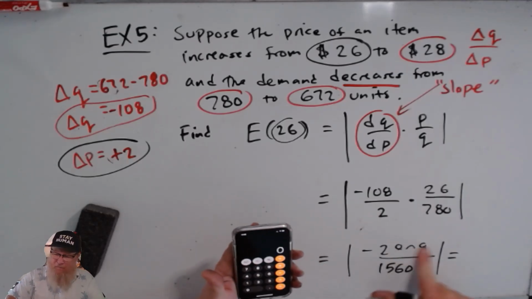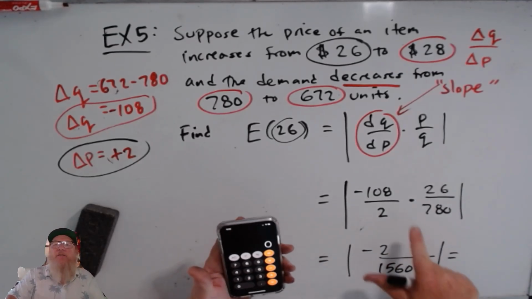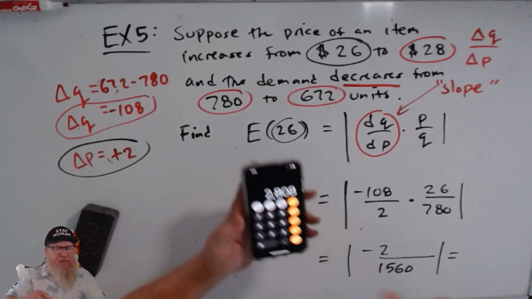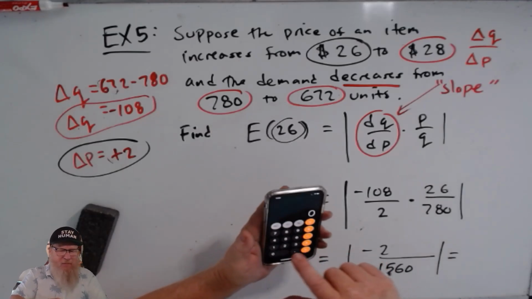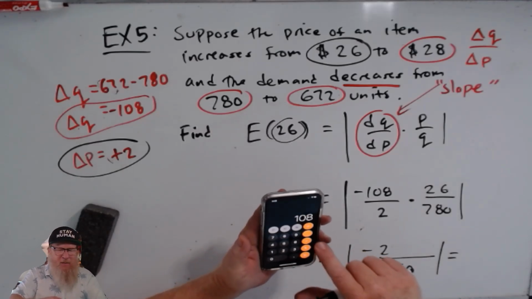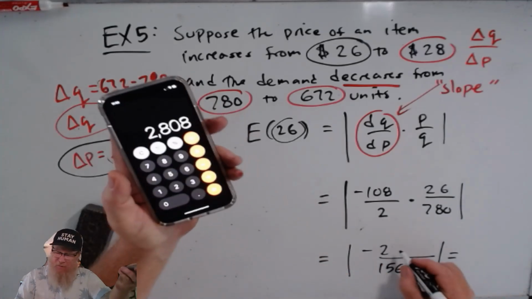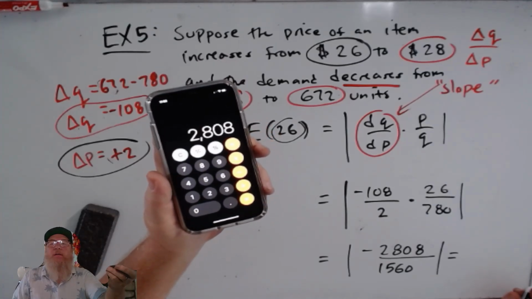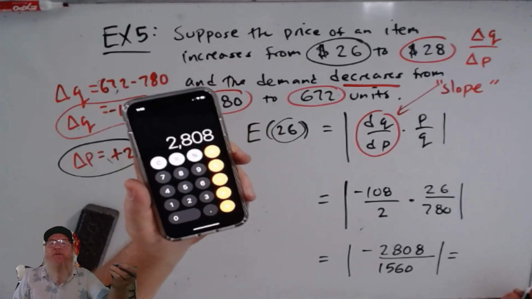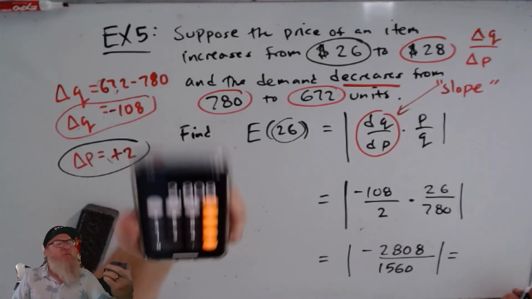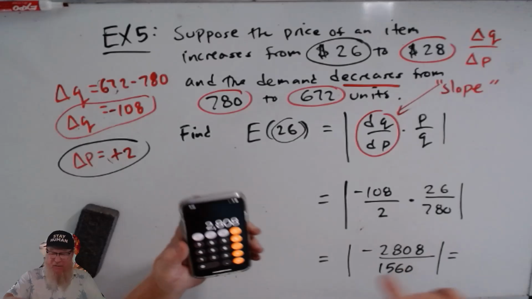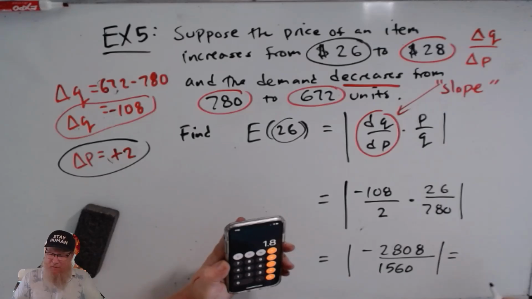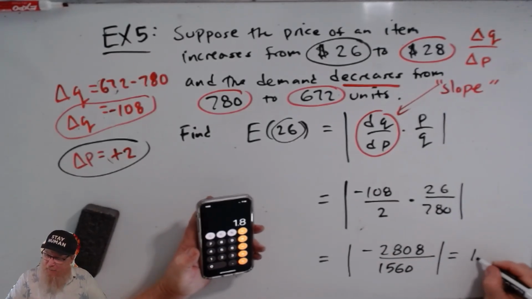Oh, shoot. I'm glad I paused for a second. 108 times 26. Oh, no, I had it right. 2,808. I had read my screen and thought that there was a 4 in there somewhere. There's no 4, right? Everybody agree there's no 4. And then divide that by 1,560. And get rid of the negative, 1.8.